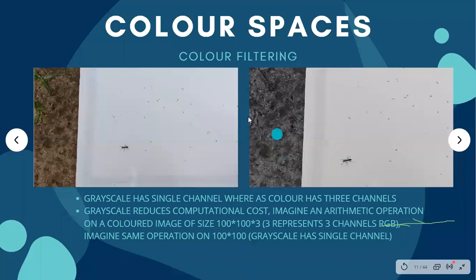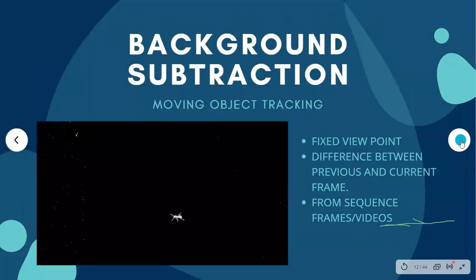So one advantage of converting a colored image into a grayscale image is that you can reduce the cost of computation. And also, if the information that you are seeking is not lost, then this is one good way to deal with images or videos, right? Now, the second thing I did was to do background subtraction.